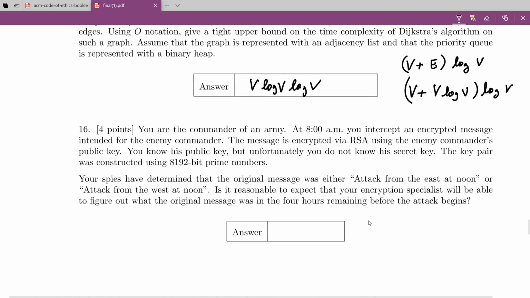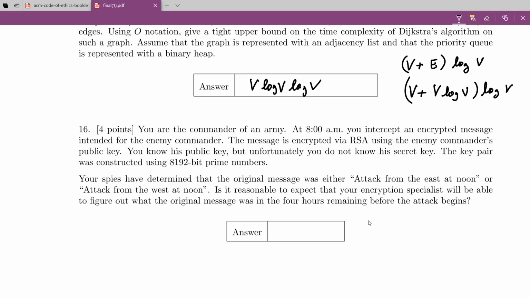All right, I really like this problem here. So let's do it. You're commander of an army. At 8 o'clock, you intercept an encrypted message intended for the enemy commander. It's encrypted via RSA using the commander's public key. You know the public key, but you don't know the secret key. The key pair was constructed using massively long bit prime numbers, really military grade. Your spies have determined that the original message was either attack from the east at noon or attack from the west at noon. Is it reasonable to expect that your encryption specialist will be able to figure out what the original message was in the 4 hours remaining before the attack begins?